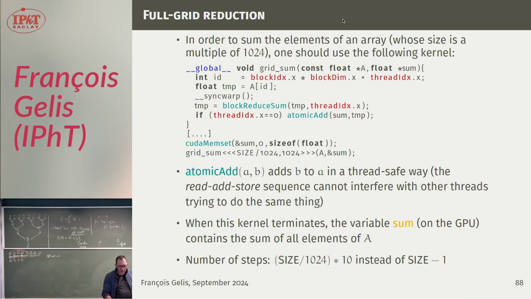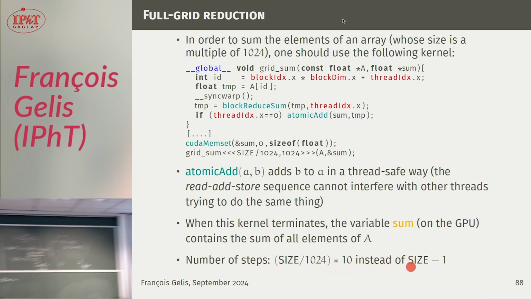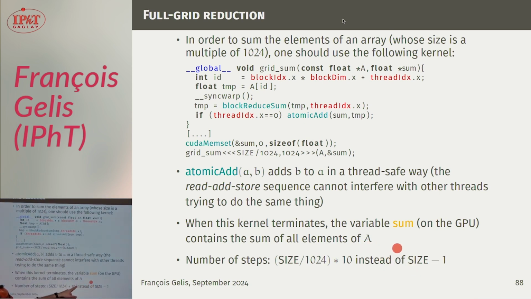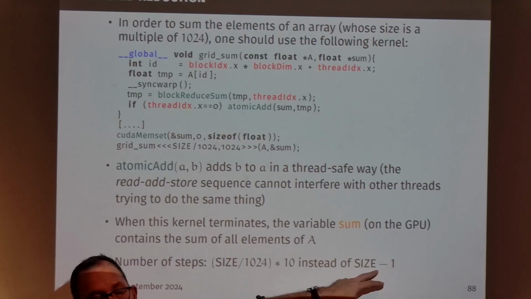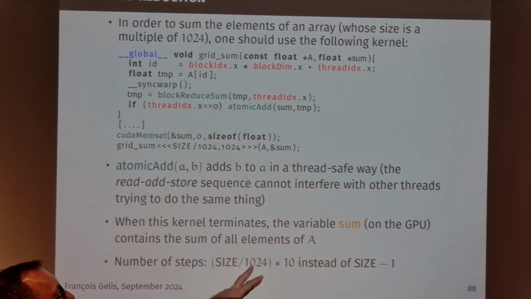So the number of steps overall of this algorithm is the number of blocks times 10, because for doing the full sum within a block, you just need 10 iterations. And the naive algorithm takes a number of iterations which is the size minus 1. So you see you gain roughly a factor of 100 in the number of iterations.